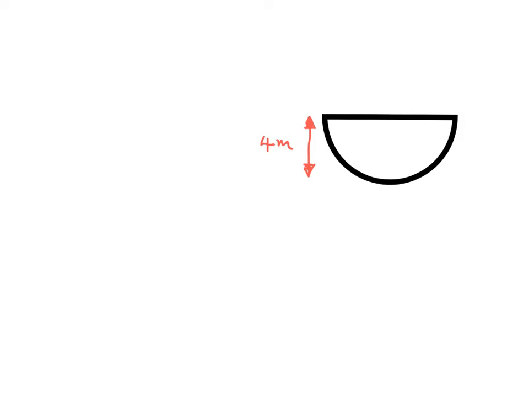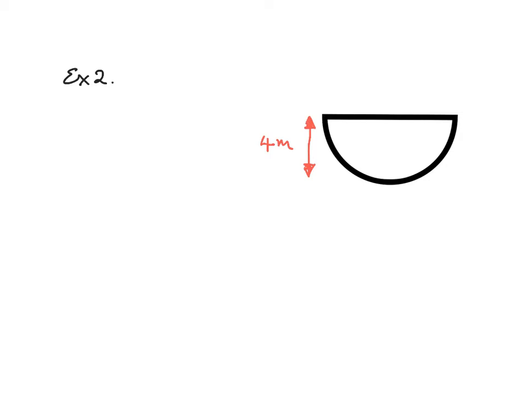In this second example, what we want to do is to work out the perimeter of the shape. Now, there's a reason why we're being asked to work out the perimeter. What we have here is a semicircle, not the circle. And since we have a semicircle, we can talk about the perimeter.